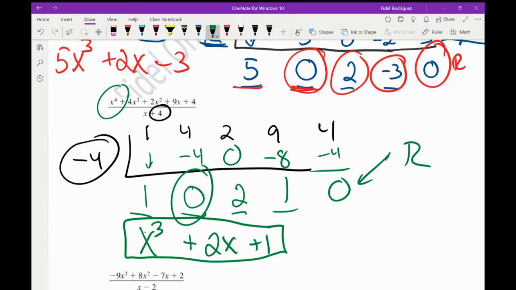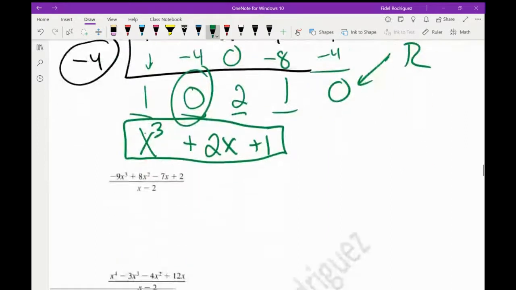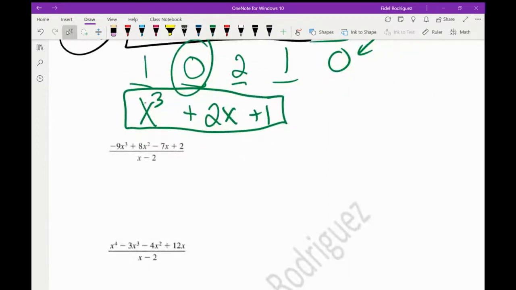Okay. Now let's take a look here at the next one. We'll go about it exactly the same way. Let me get my half box. Remember, -9, 8, -7, and 2. Y'all, one thing, don't forget the signs of those numbers. If there's a negative in front of the number, we got to write the negative down. If there's a minus there, we can think about it as a negative number.